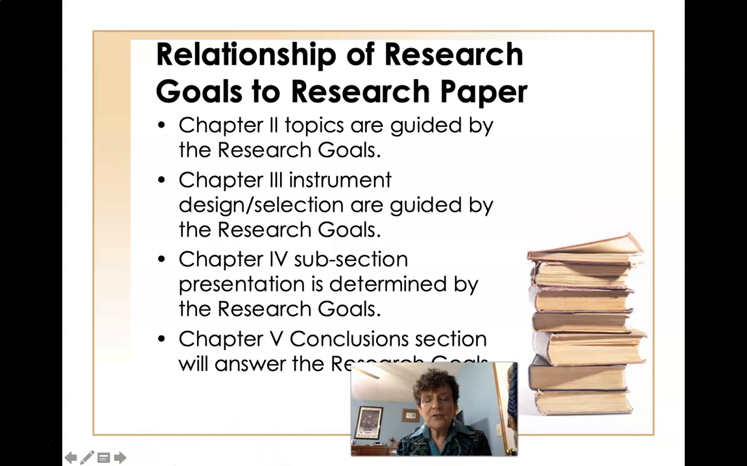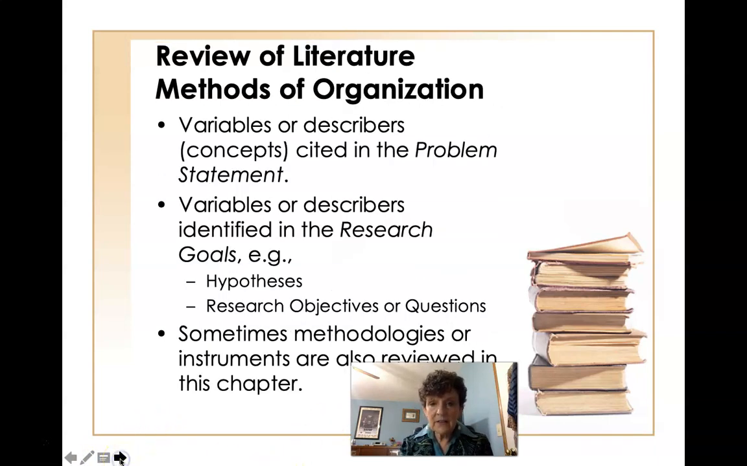So chapter 2 topics are guided by your goals. What you're going to research in your literature is guided by what you're trying to do in your research. Chapter 3 is guided by your goals. Chapter 4 is guided by your goals. And chapter 5 will answer whether you achieved your goals or what your goals told you. So you can see that your research goals are key to the entire product.